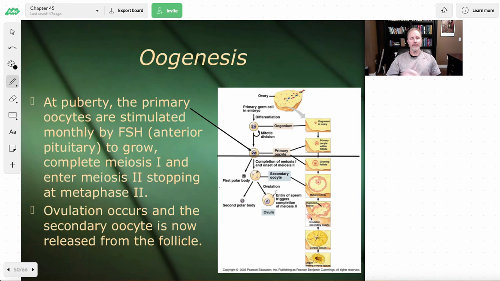Okay. At puberty, of course, once ovulation starts to occur, the hormonal changes occur, and the woman starts menstruating, you get the release of FSH and LH, and the monthly release of FSH is going to stimulate a few of the follicle cells to give rise to an egg, and of course only one is going to be released. But what it does is it stimulates meiosis 1 to complete, and then it enters into meiosis 2, and it will stop at metaphase 2.